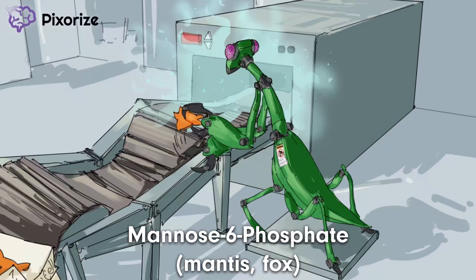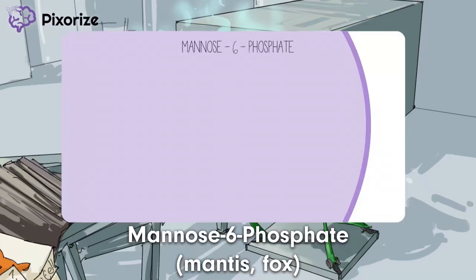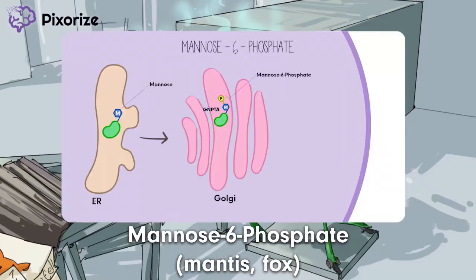So, what is mannose 6-phosphate anyways? Well, mannose 6-phosphate is an important shipping tag for proteins added in the Golgi apparatus by the enzyme N-acetylglucosamine-1-phosphotransferase, or GNPTA. That's a really long name, but this name is not that important. What's more important to remember is that we're talking about a phosphotransferase enzyme, as in something that adds phosphate groups to things. GNPTA adds phosphate to mannose residues, producing mannose 6-phosphate.